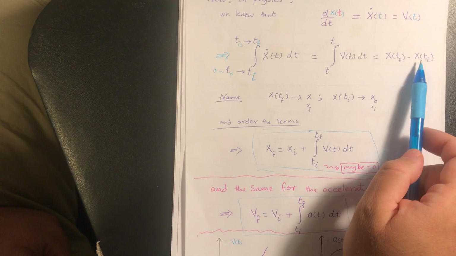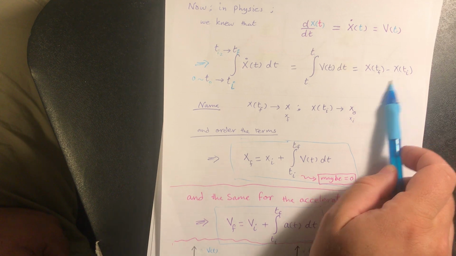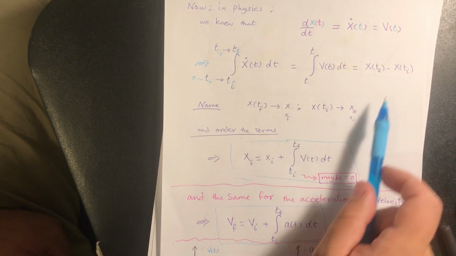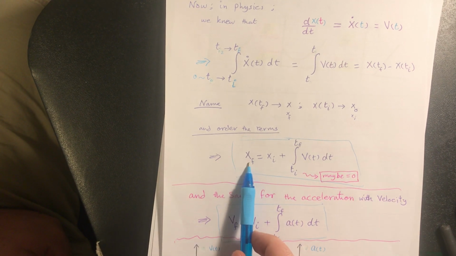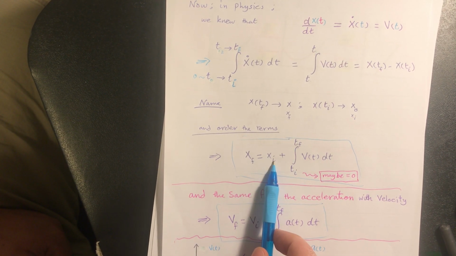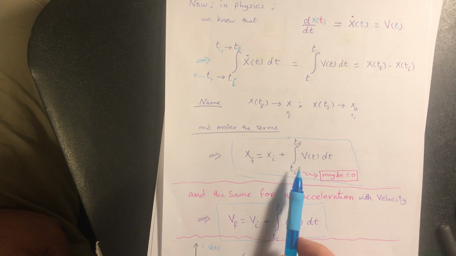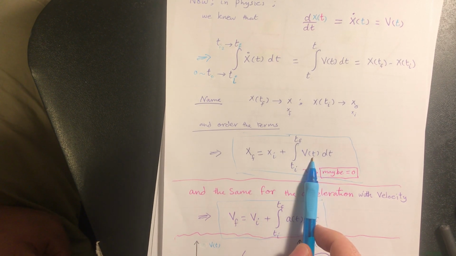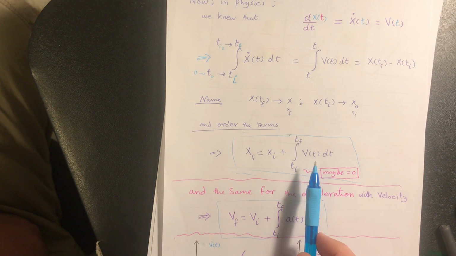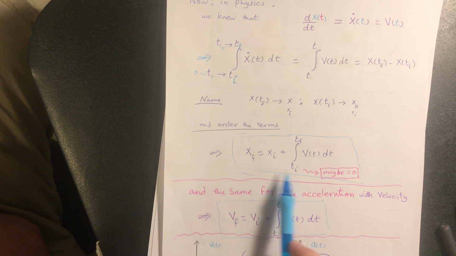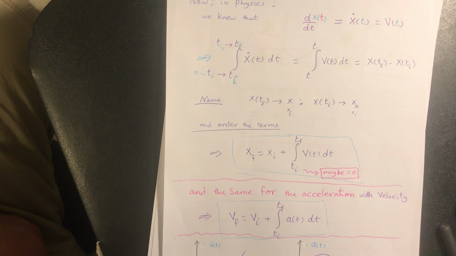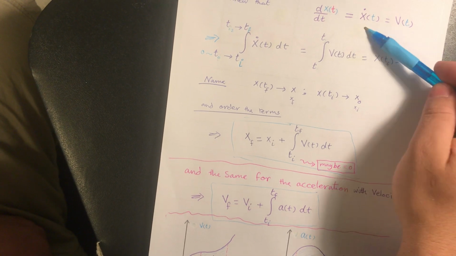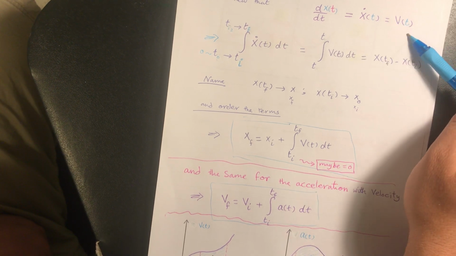Now we need also to order this. We need to bring this term to here. It will be plus against the negative. So x final will be equal to x0 plus the integration from t1 to t2, or from t initial to t final, of the velocity with respect to time. T initial may be equal to 0. This is the relation between x and v, and x dot and v.